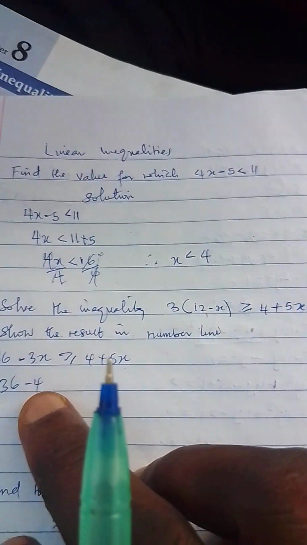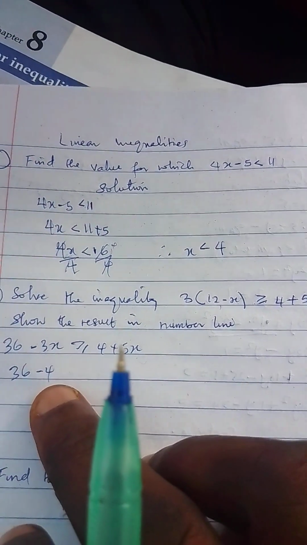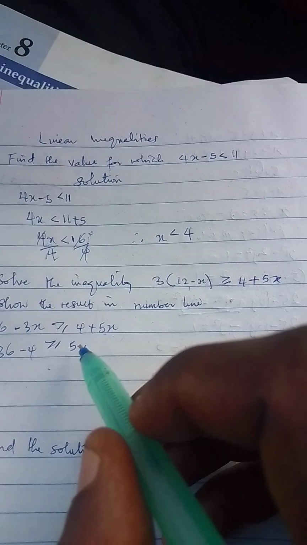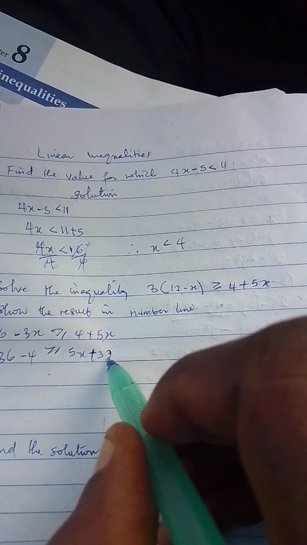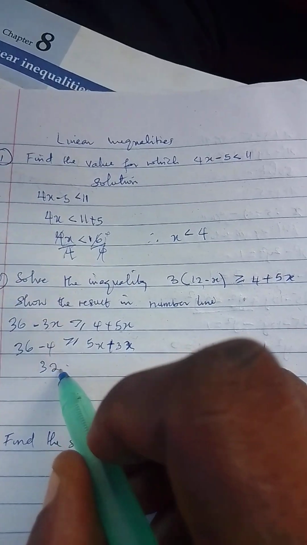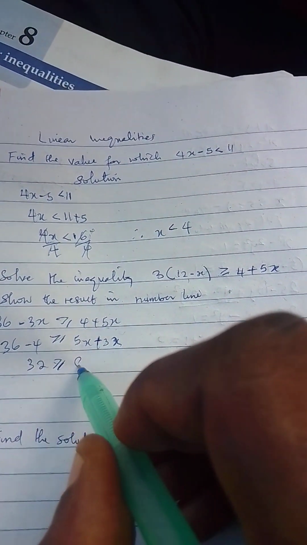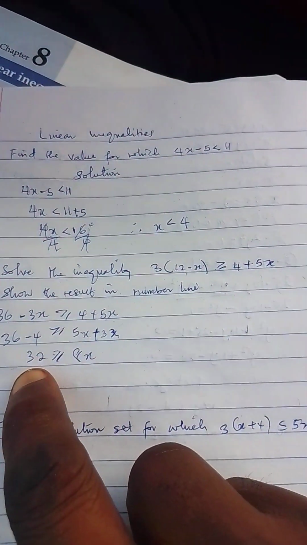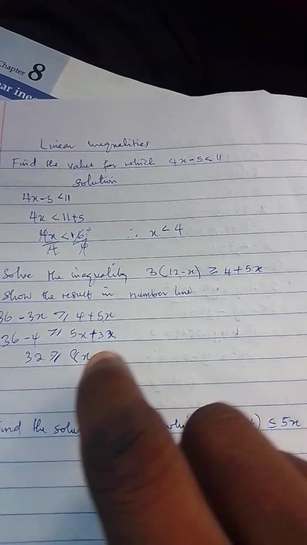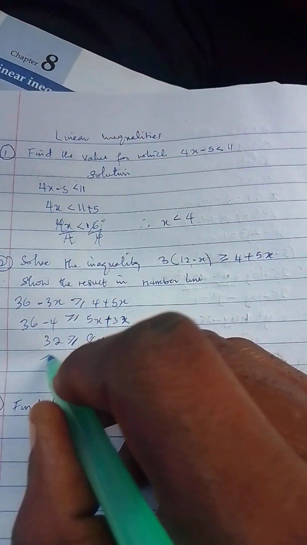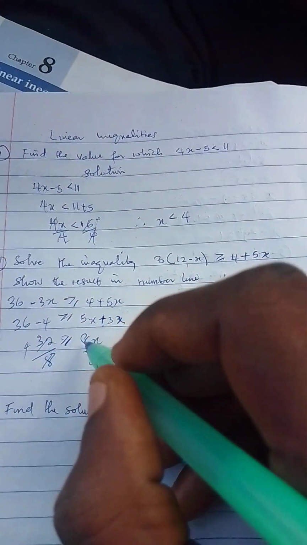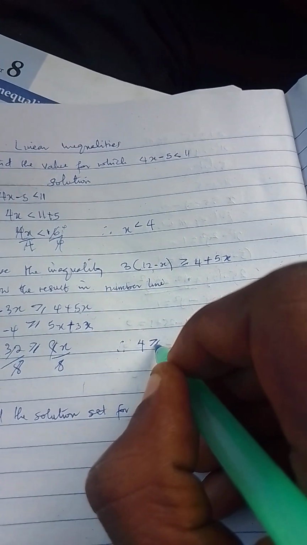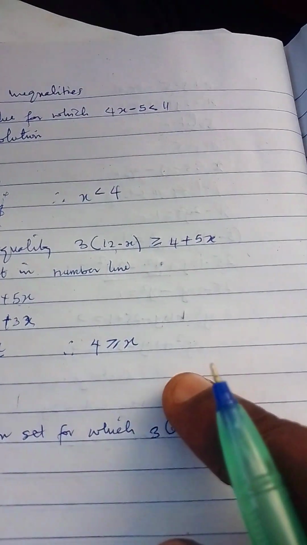36 minus 4 is greater than or equal to 5x. Then we have plus 3x. So 36 minus 4 is 32, greater than or equal to 5 plus 3, that's 8x. So let's divide both sides by 8. Is 8 a factor of 32? Yes. So that means we divide both sides by 8. So 8 here 1, 8 here 4. So therefore, 4 is greater than or equal to x. Now we can't leave our final answer like this.